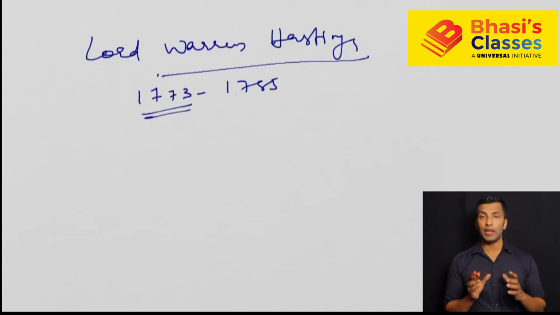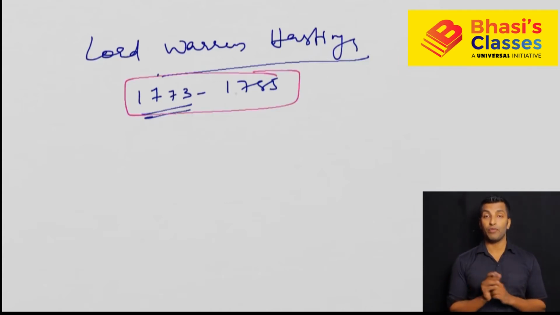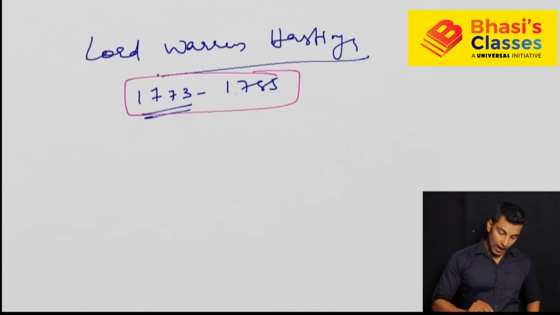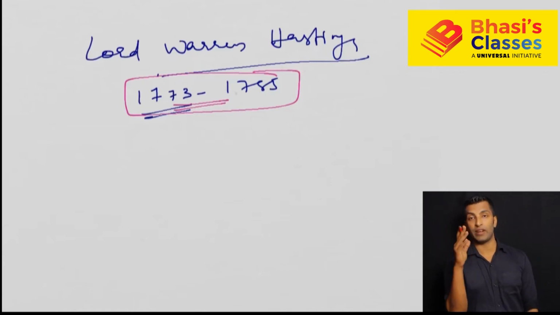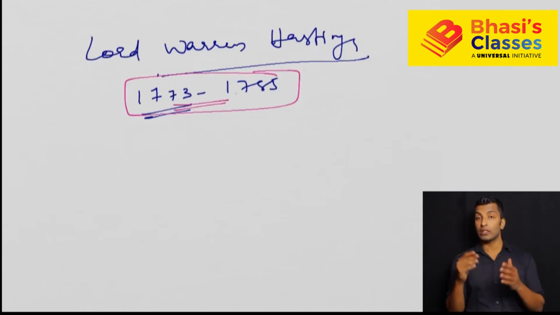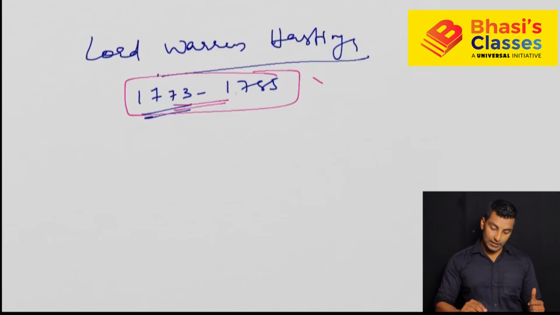Now regarding time period or tenure, you need to remember one thing. There is no fixed tenure for Governor Generals. So you can see Warren Hastings is there for 12 years. Next, when you see Lord Cornwallis, his time period is from 1786 to 93, for 7 years. And later also Lord Cornwallis will come for a few months. So the tenure can be a few months to a few years. Okay, so there is no fixed tenure.